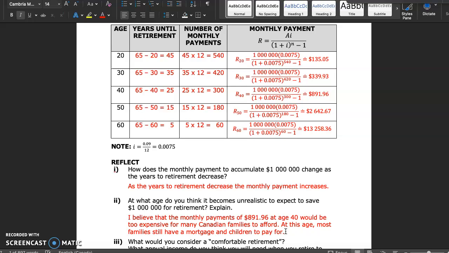Typically a mortgage is paid off in 25 years, and if you have a large expense that's regularly occurring like that, it'll be tough to save away extra money. So hopefully you begin saving up for retirement at age 20 to 30.